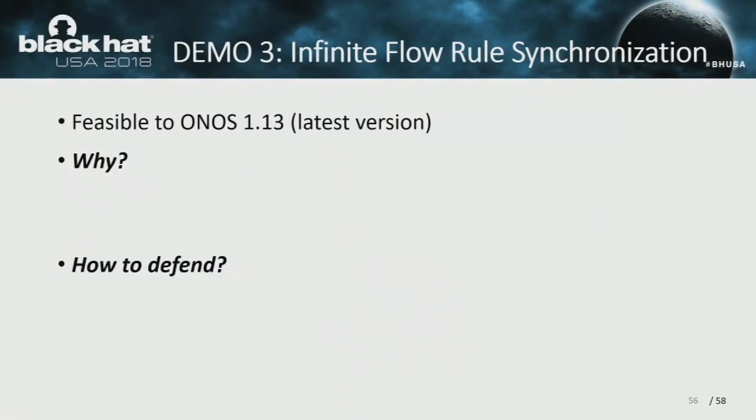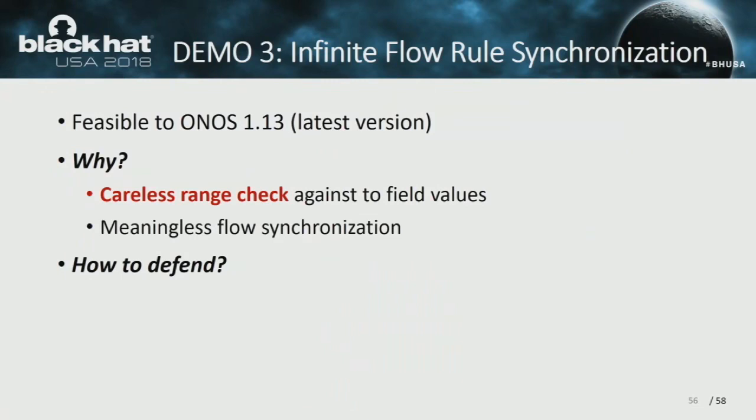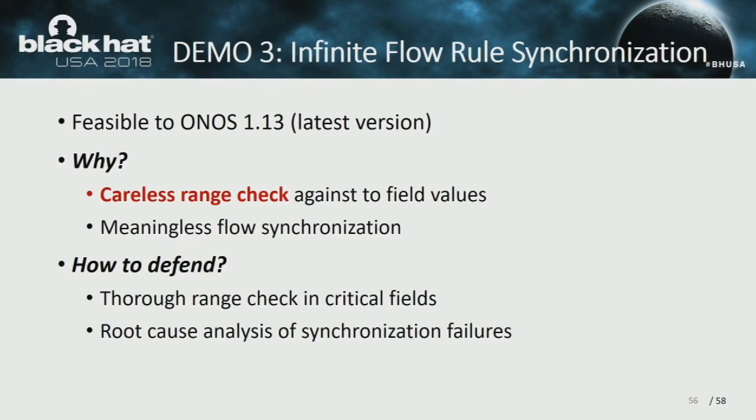So again, why is this possible in ONOS? The first reason is that ONOS doesn't conduct a range check against each field carefully. And every 5 seconds, ONOS meaninglessly synchronizes flow rules, even though there is a malformed flow rule in the storage. So how do we defend against this attack? Obviously, ONOS should check the range of the critical fields in a thorough manner when building a flow rule. And when there is a synchronization failure, ONOS needs to analyze the root problem of the malfunction, not just repeat meaningless synchronization.